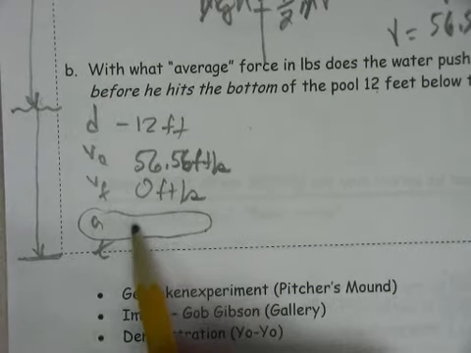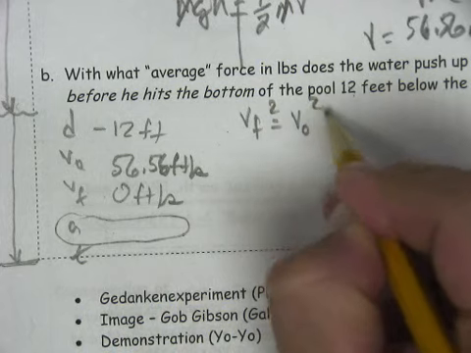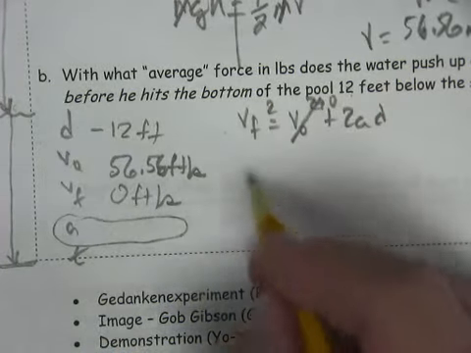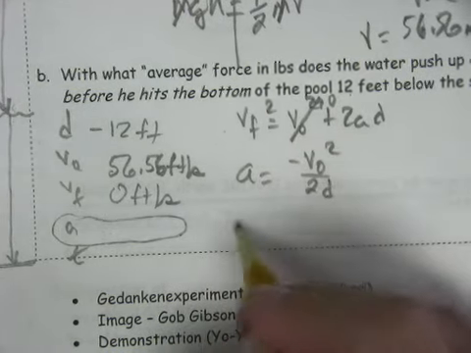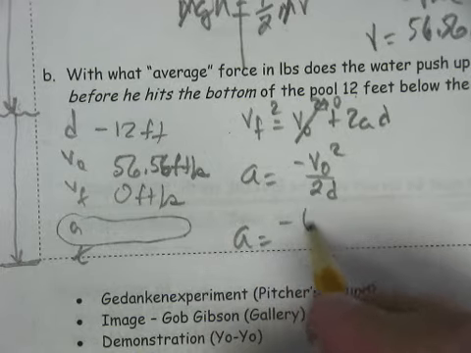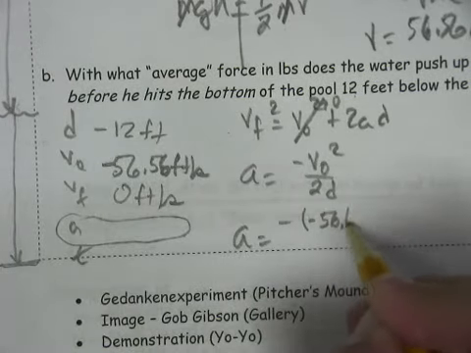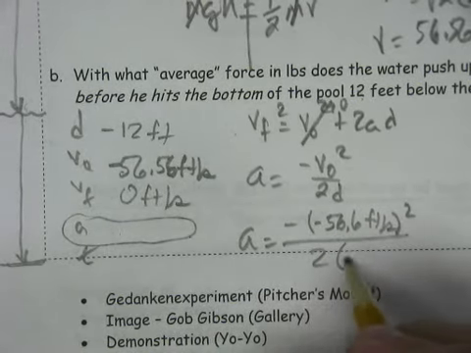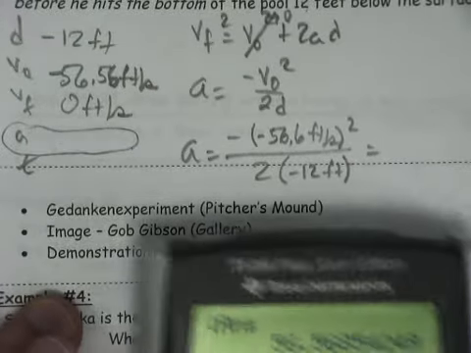All right, I'm going to use the big three to get the acceleration. So I'll use VF squared equals VO squared plus 2AD. There's that. Solve for A. A is equal to negative VO squared over 2D. Substitute: negative, negative, this is going negative because he's going down. 56.6 feet per second, all squared, divided by 2, divided by 12. And there it is. All right, so let's plug this into the calculator and see what we get.